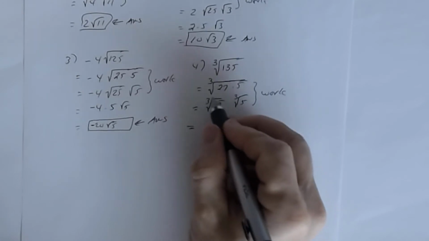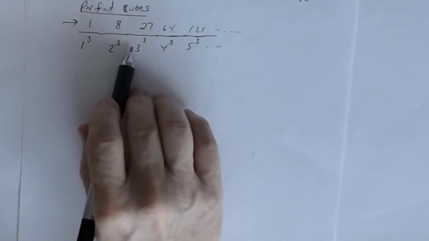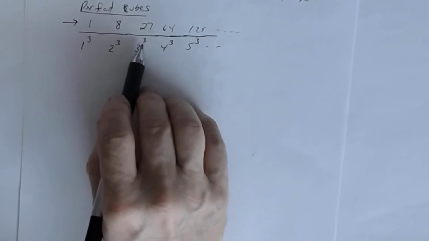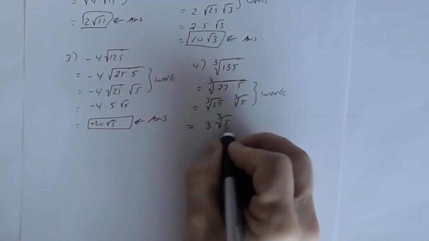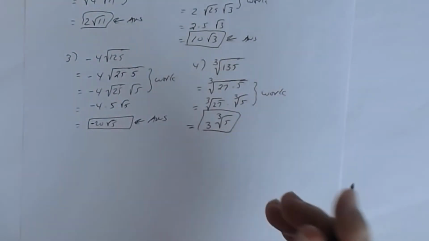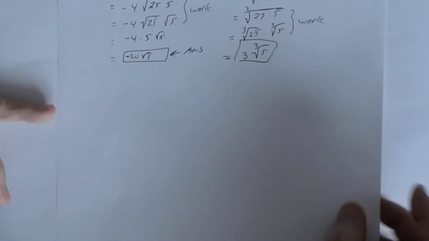The cube root of 27 is 3, right? If I take the cube root of 27, I get 3 because 3 times itself 3 times is 27. So the answer is 3 cube root of 5. All right, let's go to number 5.